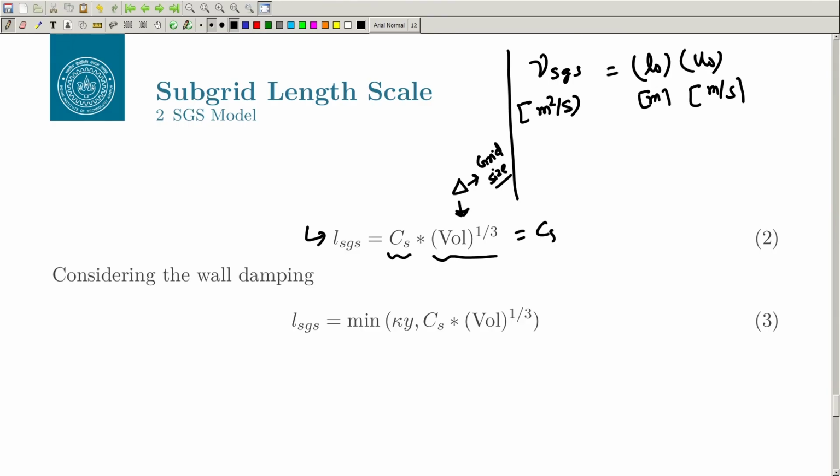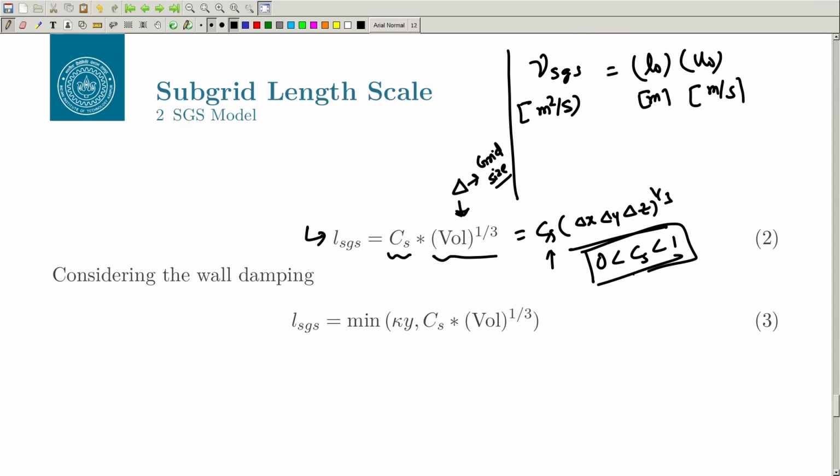And as discussed earlier, if it is a structured grid, this volume is delta x, delta y, delta z, to the power 1/3. And CS is an empirical constant. Its value can be determined by performing a DNS separately. The value can be anything between 0 and 1, and different codes have different values. For example, I think Fluent uses 0.1, some other codes use 0.17, and so on.